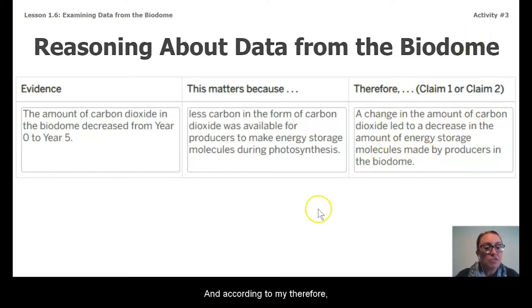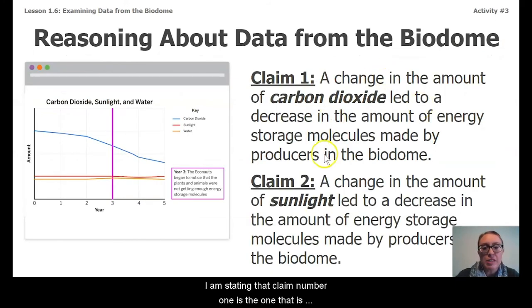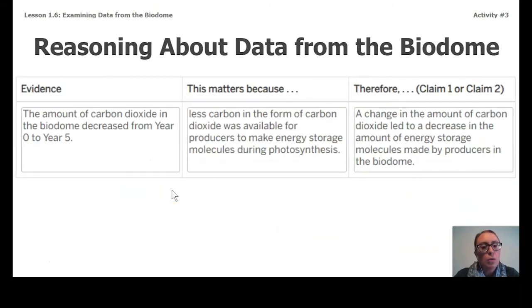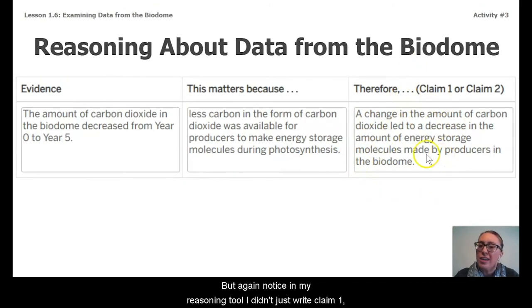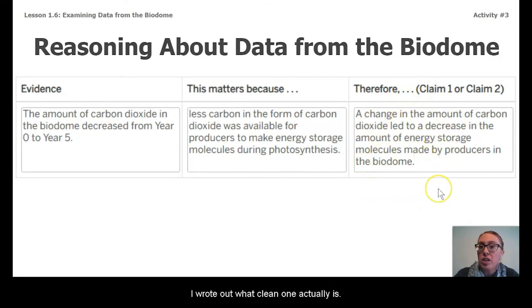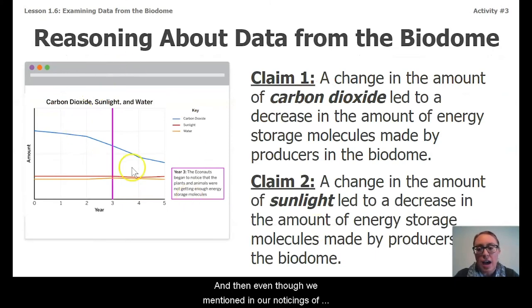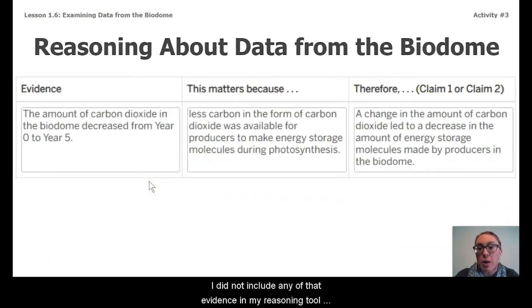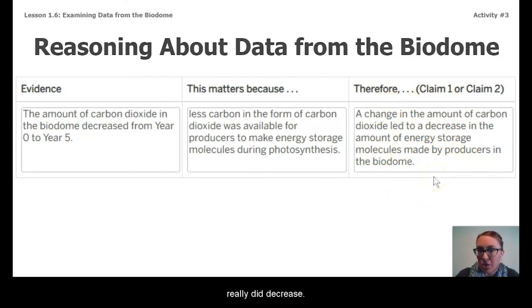And according to my therefore, my claim column, I am stating that claim number one is the one that is best supported by the data. But again, notice in my reasoning tool, I didn't just write claim one, I wrote out what claim one actually is. And then even though we mentioned in our noticings of the graph earlier that sunlight and water remained the same, I did not include any of that evidence in my reasoning tool because it's not applicable to the claim that we were looking for as to why our energy storage molecules really did decrease.